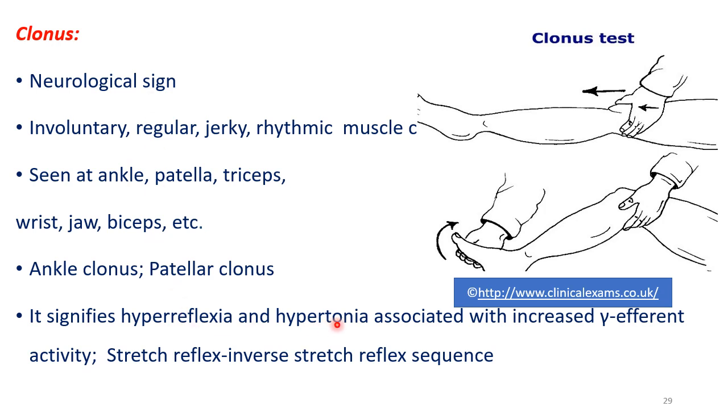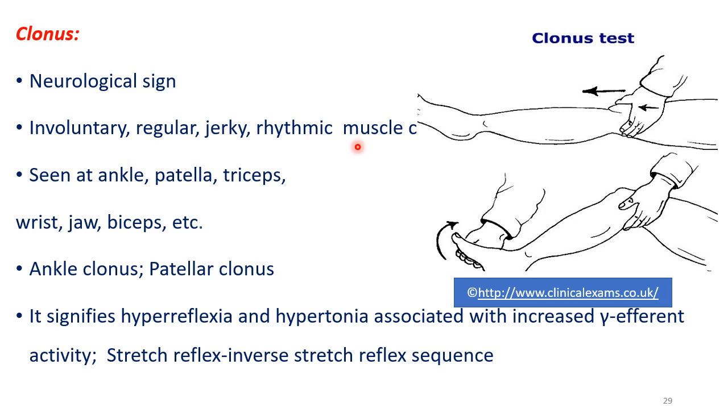Clonus is one of the neurological signs generally seen in upper motor neuron lesion, associated with hyperreflexia and hypertonia. Now, what is it? There is occurrence of involuntary, regular, jerky, rhythmic muscle contractions of agonist and antagonist muscles when a muscle is subjected to a sudden maintained stretch. That is, you suddenly stretch a muscle and keep that stretch for a long time. What you see in the muscle is alternate contraction of the agonist and antagonist muscle.